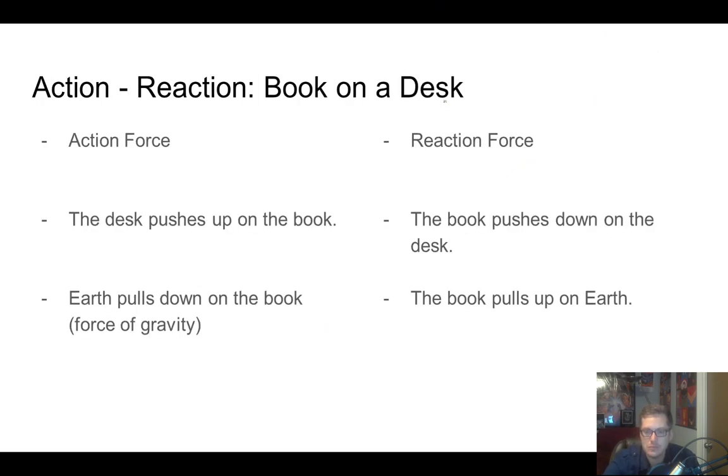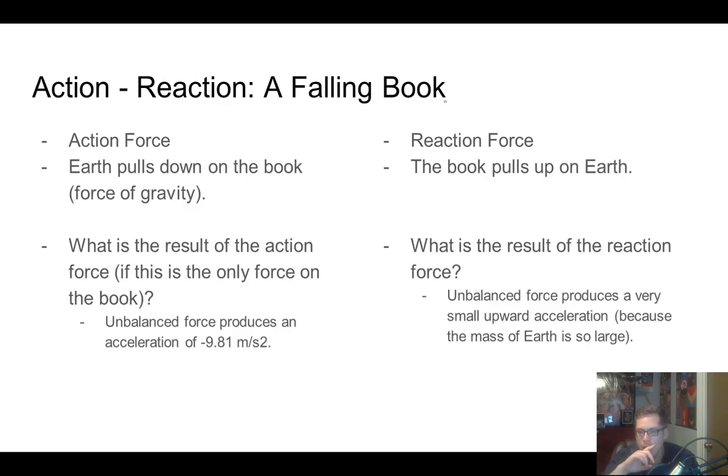Here are some action-reaction pairs. The desk pushing up on the book, my desk pushing up on my computer right now, and my computer pushing back down on the desk. Also, things pull up on the earth as well. The earth pulls down on things because of how massive it is, and whatever object it's pulling down on is also pulling back up on the earth.